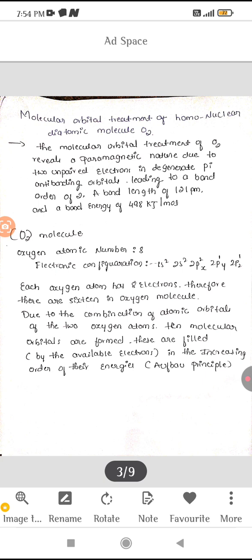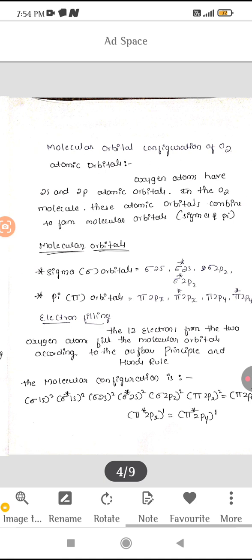Each oxygen atom has 8 electrons, therefore there are 16 in the oxygen molecule. Due to the combination of the atomic orbitals of the two oxygen atoms, molecular orbitals are formed. These are filled in the increasing order of their energy according to the Aufbau principle. You already learned the Aufbau principle in your first semester.